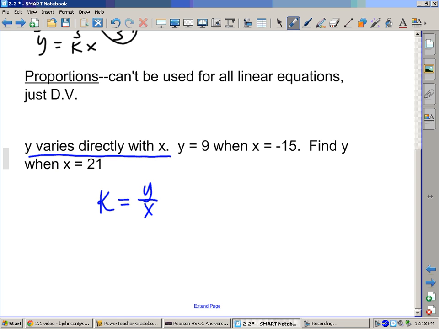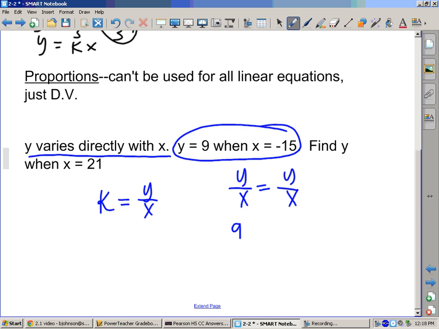They tell us that we know that y equals 9 when x equals negative 15, and they want us to find what y is when x equals 21. So we're going to set up a proportion to do that. All my y's divided by all my x's. And I'm just going to substitute. The ones that they have together first, they have 9 for the y value over negative 15. And then the second item they tell us we don't know the y, so we're just going to use that variable there, and then 21 goes on the bottom.